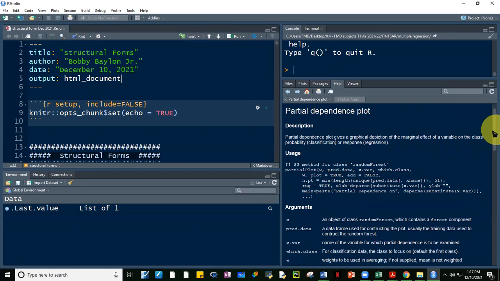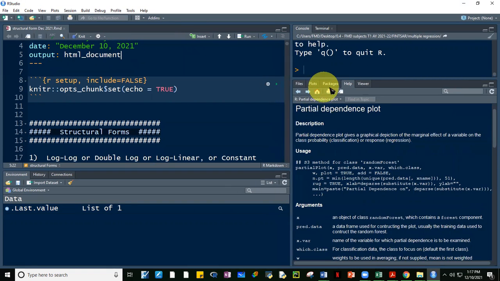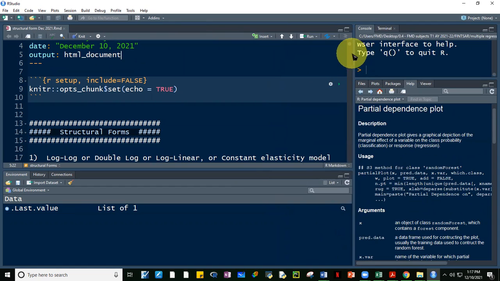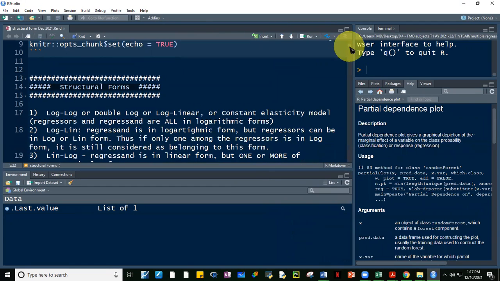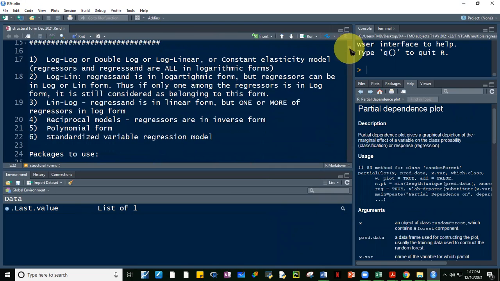When we talk about structural forms, we look at the equation of our multiple linear regression and the form that it takes. There are different forms that your multiple linear regression or simple linear regression might take. You have the log-log or the double log or log linear, also called the constant elasticity model, where your dependent variable and your independent variables are all in logarithmic forms.